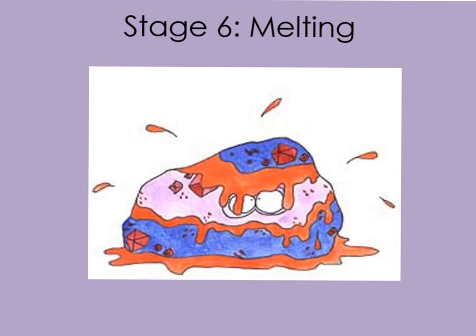Stage 6, melting. It can get quite hot deep in the Earth's crust. In fact, it can get so hot that the rocks that make up the crust can actually begin to melt. This molten material is called magma. It is less dense than the surrounding rock, so it tends to move upwards through the crust.